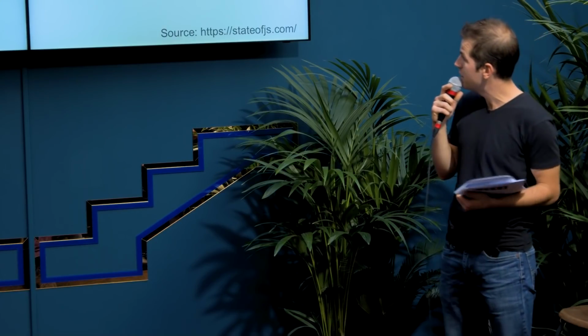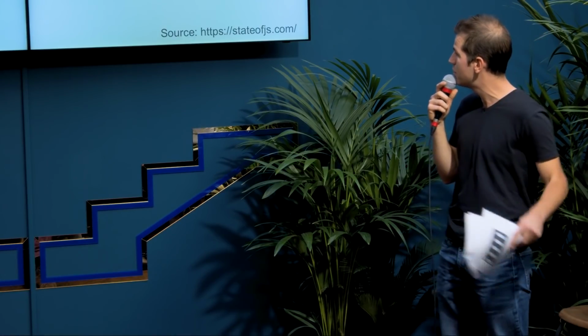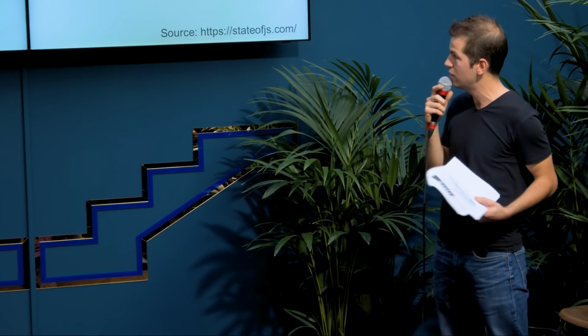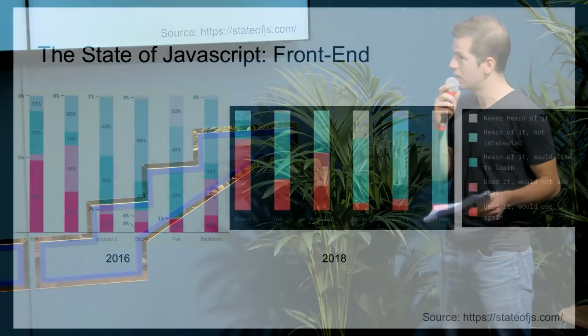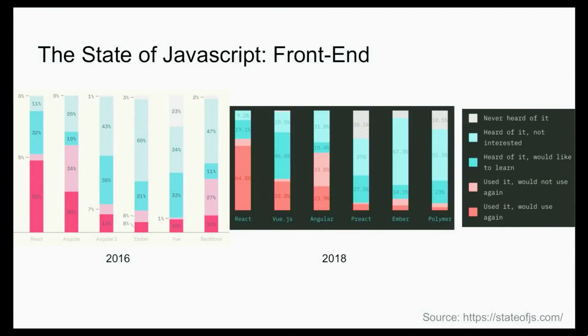Yeah, doesn't look great, but I've taken these numbers from the State of JS websites. They come from a survey where several thousand developers answered about the JavaScript technologies they are using right now and the ones they want to use or want to learn. Red basically means I'm using it, and blue means I want to use it or want to learn more.